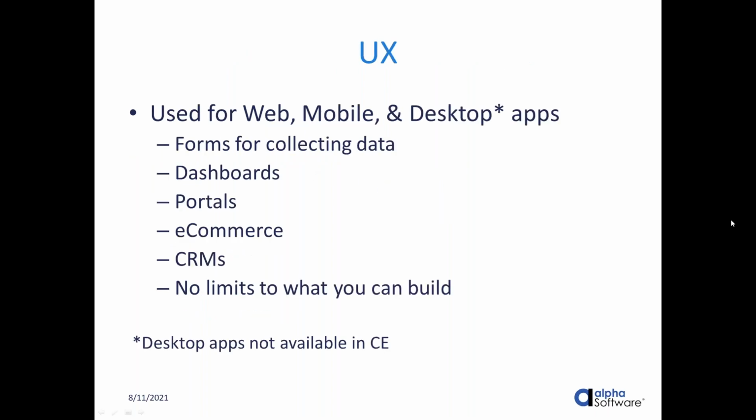And the UX component in Alpha Anywhere is a type of component for building really any type of app that you can think of. You can use it to build a web app, you can use it to build a mobile app, and you can use it in your desktop applications if you are a desktop app developer. Just a quick note there that desktop apps aren't in Community Edition, and that's because they're built using our XDialog framework, and that's just not something that is available in Community Edition.